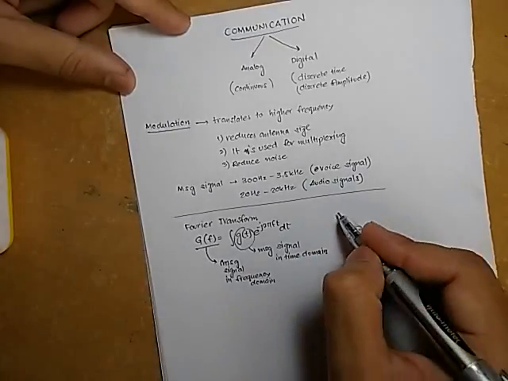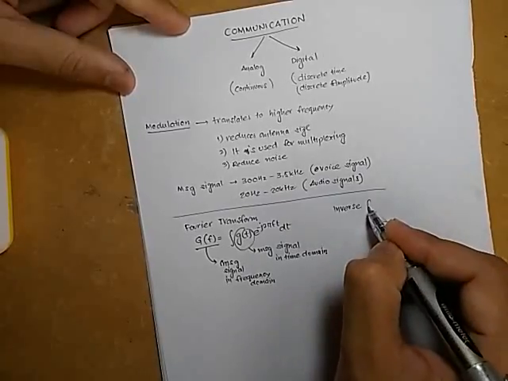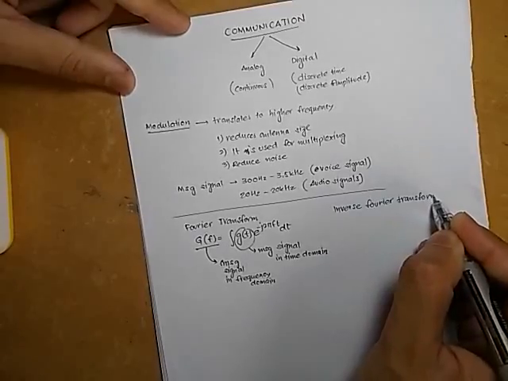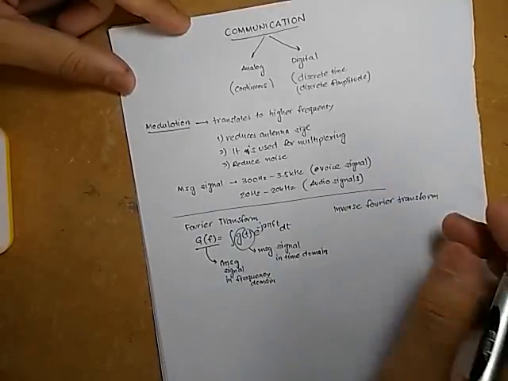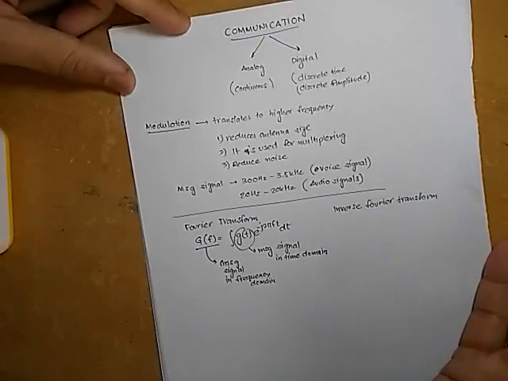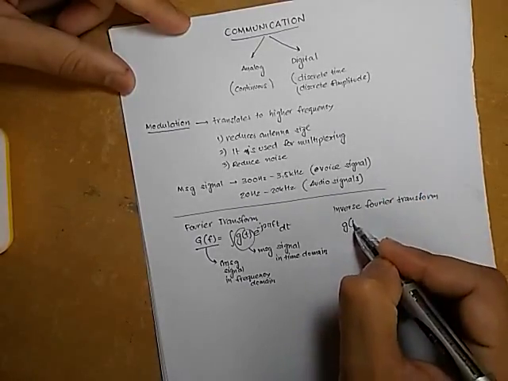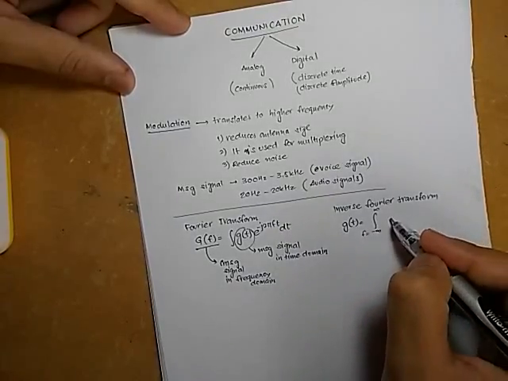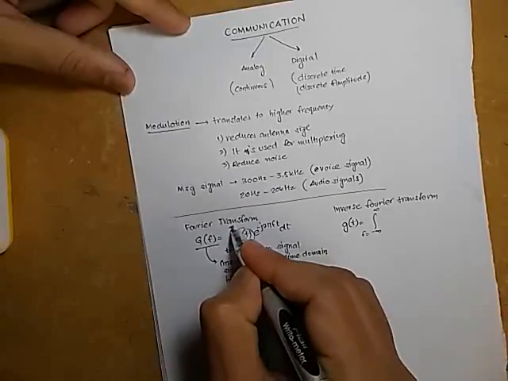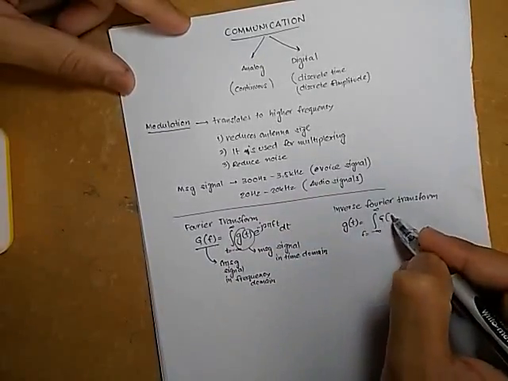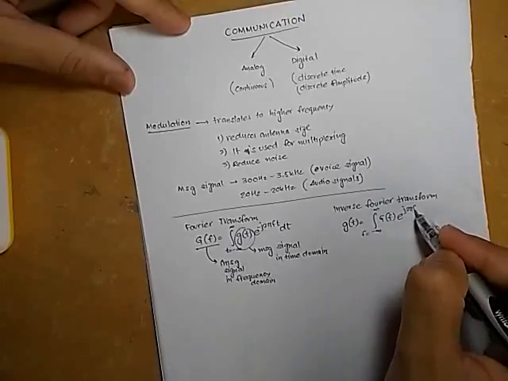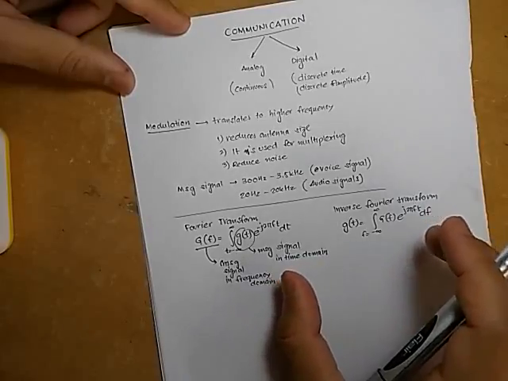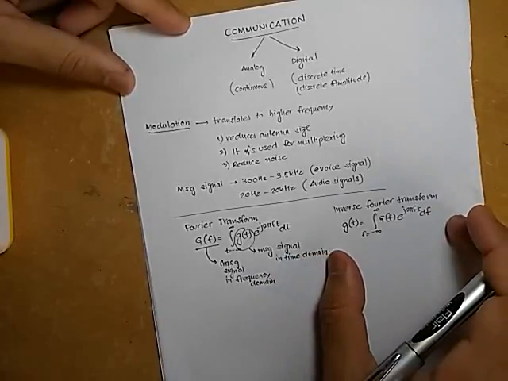Now the inverse Fourier transform. In the inverse Fourier transform, we convert the frequency domain signal to a time domain signal, which is given by g of t equals the integration of G of f times e to the power j 2 pi f t df. So these are the basic formulas for the Fourier transform.